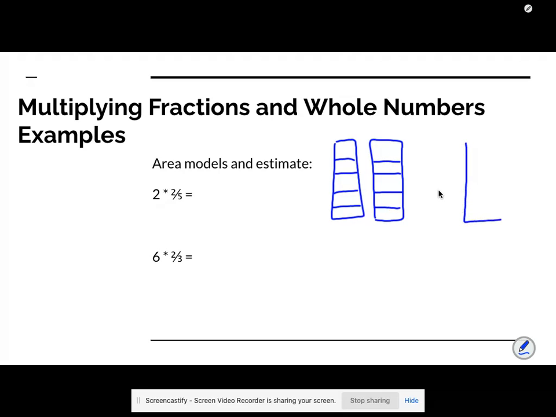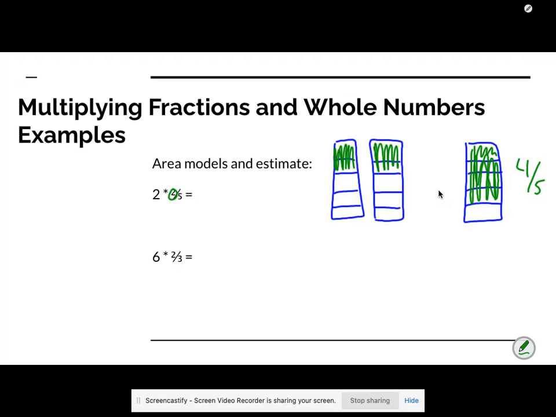I'm going to make another one here. So I'm going to fill in 2 of the 5 pieces, okay? So 2 of the 5 pieces. Now, if I add those together, I end up getting 4. So I would fill in 4 pieces on my extra one. And so my final answer would be 4/5.